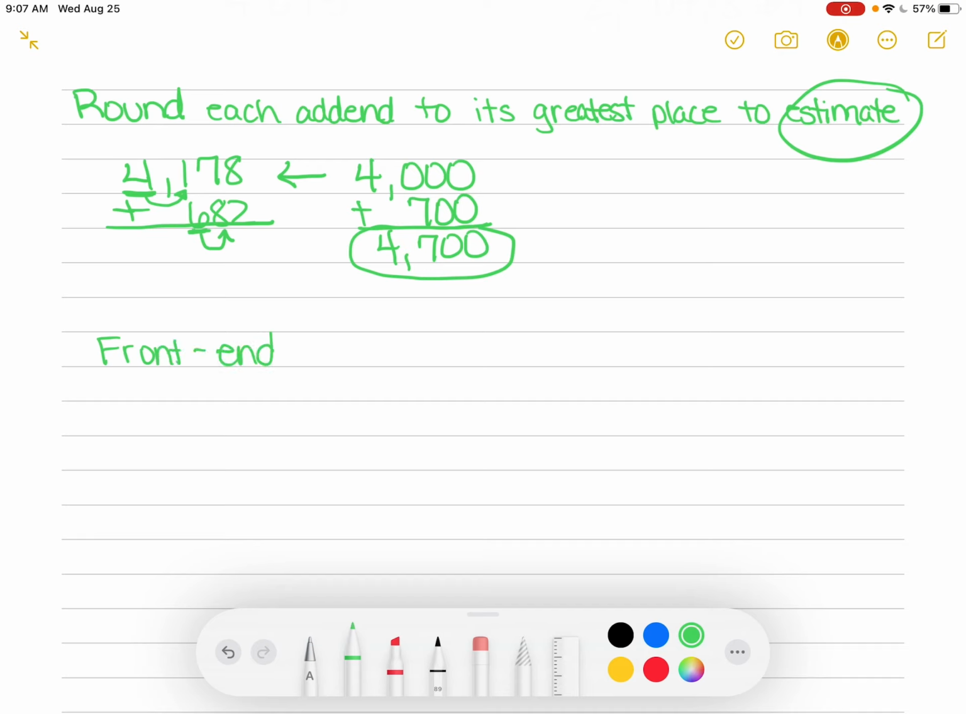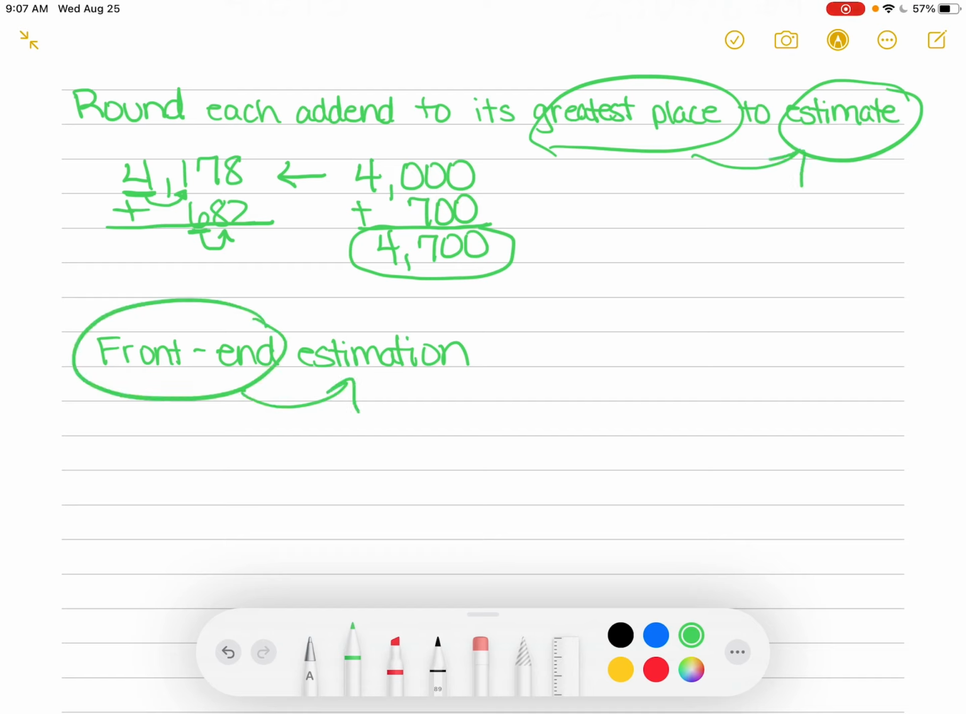So in front-end estimation, this is why you have to read your book, because some of them will say round to the greatest place to estimate, and the other one will say front-end to estimate. Okay, so this is how you do front-end estimation. You round the first 2 digits. So in the last one, we rounded with 1 digit. This one, we're going to round 2 digits.